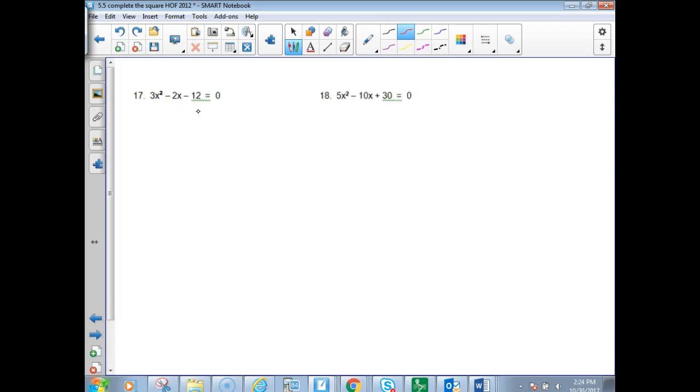All right, now what do we divide by? 3. Yeah. Okay, I like to show that. You're actually dividing the 0 by 3 too, so we'll have x squared minus 2/3 x plus blank equals negative 12 divided by 3, which would be negative 4. We'd have to add 4 to both sides, so we'll have 4 plus blank on the right.